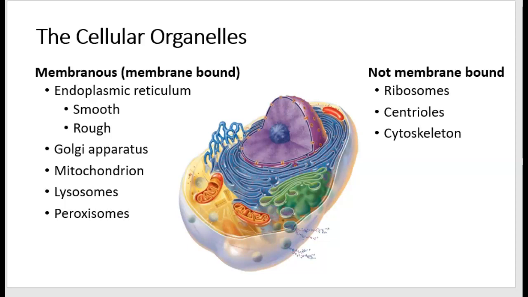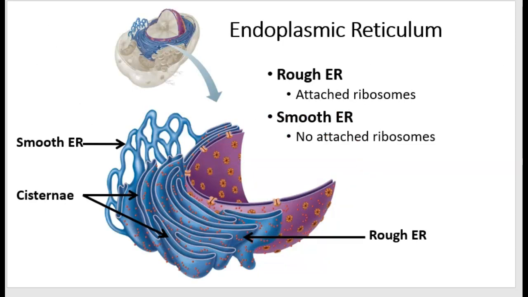I will begin discussing the function of each of these and start with the membrane-bound organelle that is closest to the nucleus. That's the endoplasmic reticulum, shown here in blue. The endoplasmic reticulum is a membranous system of sacs and tubules. Its cavities are called cisterns or cisterna. It has two distinct divisions, the rough ER and the smooth ER. The rough ER is noticeable because it has ribosomes on its surface. The smooth ER does not have ribosomes on its surface.